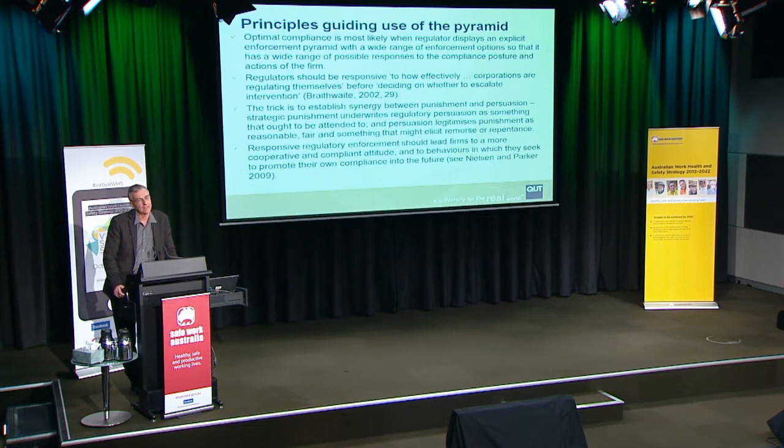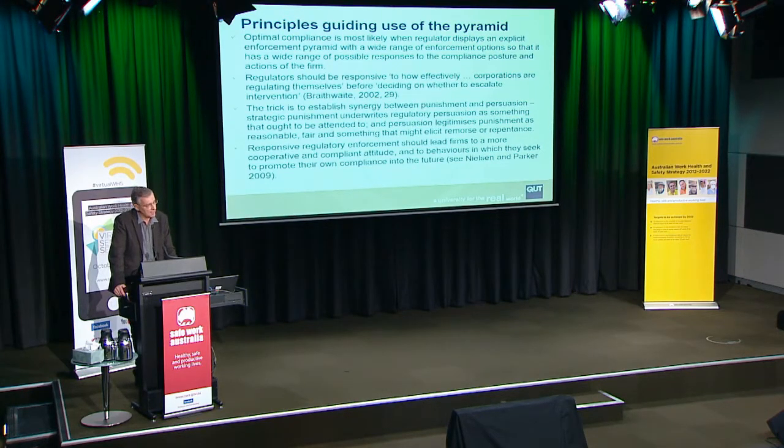The first big idea is that optimal compliance, that is cooperative compliance at the very bottom, is most likely when the regulator displays an explicit enforcement pyramid with a wide range of enforcement options, so that there is a wide range of possible responses to the compliance posture adopted by the firm. And it's important that there be a large number of enforcement measures because it's important that the regulator doesn't adopt the wrong approach.